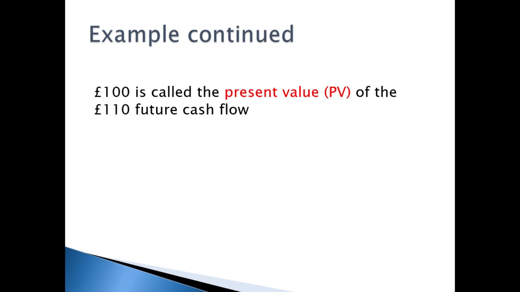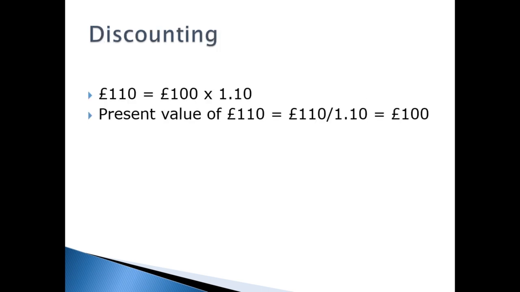£100 is called the present value of the £110 future cash flow. Now we could have calculated the £110 value as £100 times 1.10, which basically adds 10%. So to work out the present value, we can take the 110 and divide it by 1.10 to get the £100. This business of dividing by 1.10 is known as discounting. And the £100 may be called the discounted value of the £110 future cash flow.